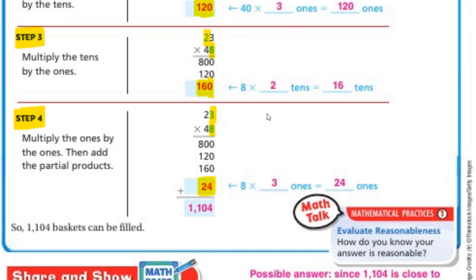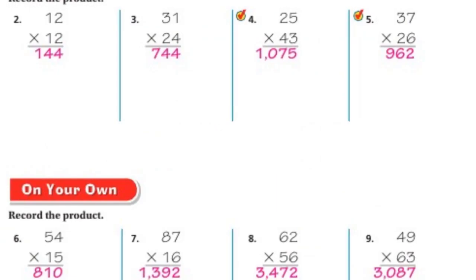So let's add them together. 0 plus 0 plus 0 plus 4 equals 4. 0 plus 2 plus 6 plus 2 equals 10. 0 and carry up 1 here. 8 plus 1 plus 1 equals 10, and we have 1 here, so it will be 11. So our answer is 1104.